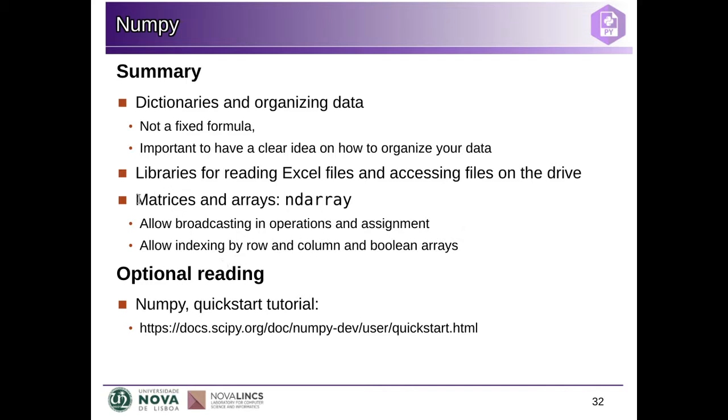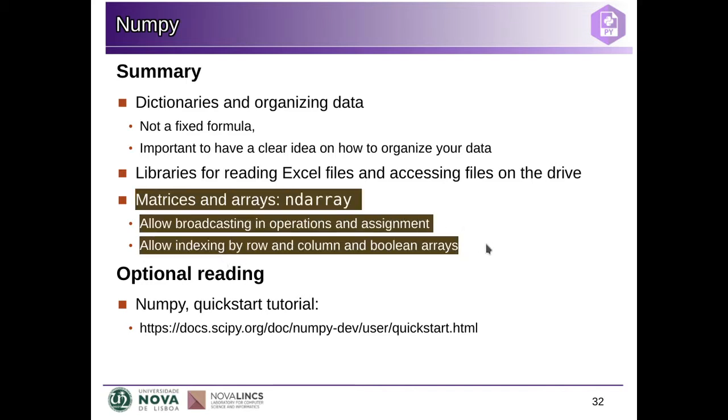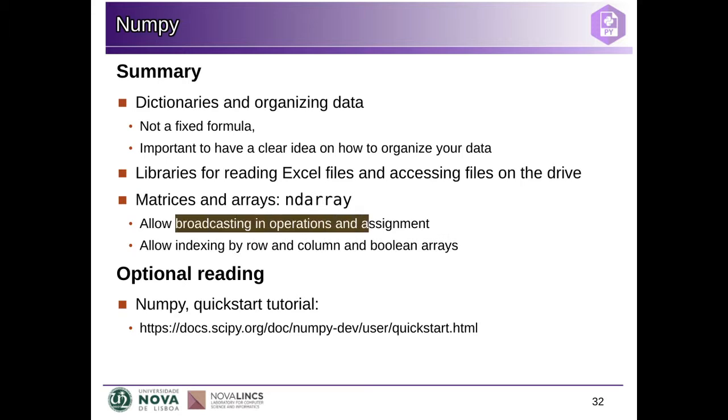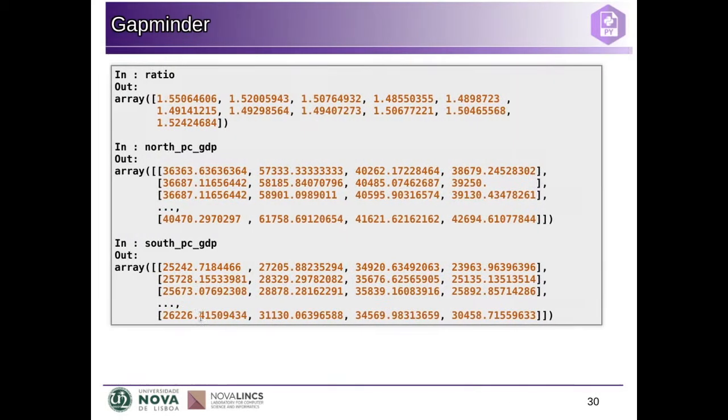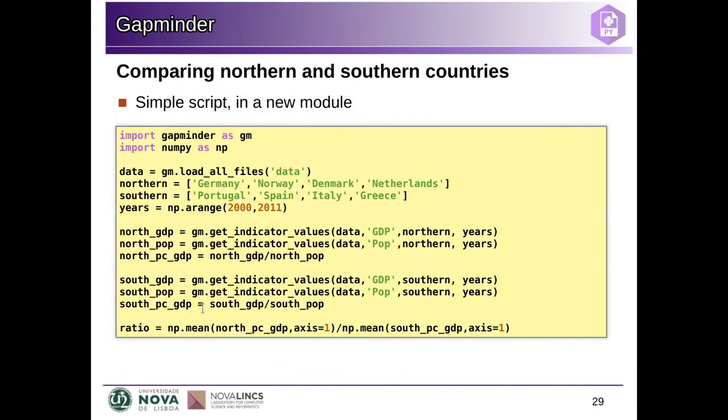And then we saw the uses of the Numpy array. This broadcasting of operations allows us to compute the per capita GDP for all the countries and all the years simply by dividing the two matrices, or computing the means and then the ratios in this way, without having to do loops iterating through all the cells and so on.